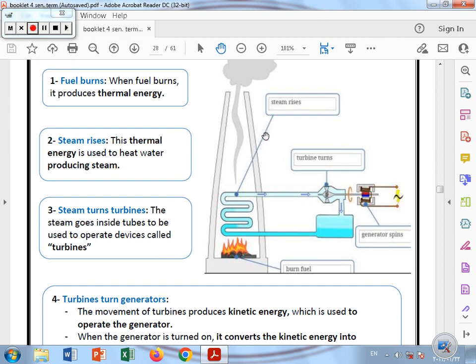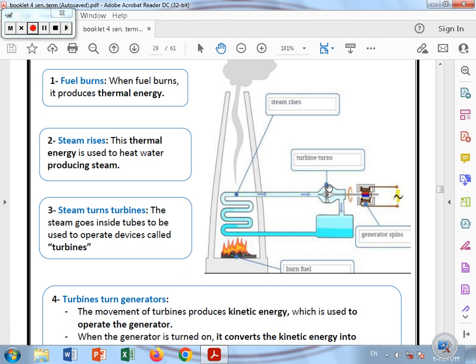Okay, as we see in this device, firstly here we burn the fuel. When the fuel burns, it produces thermal energy. After that, this thermal energy heats the water inside this container. So by heating the water, steam comes out from the water. Okay, and this steam, or vapor, or gas goes and makes the turbines turn.